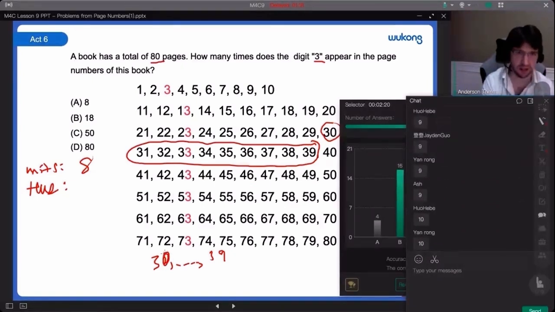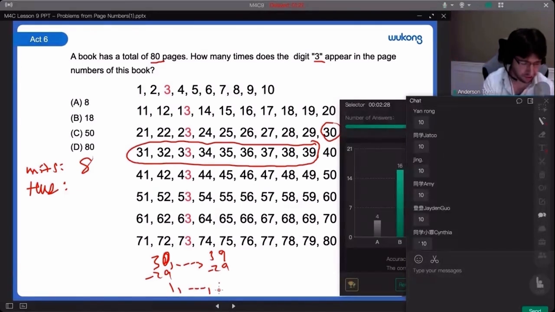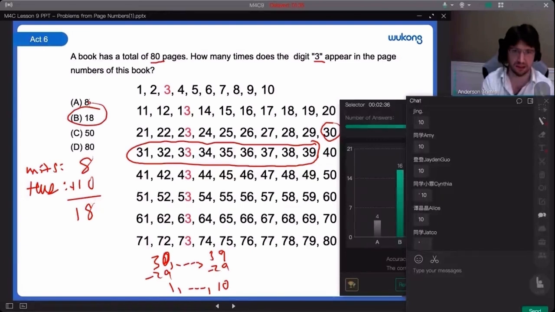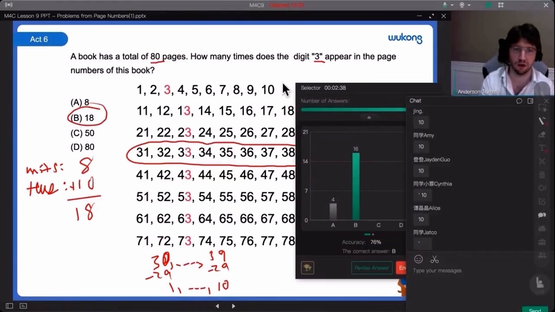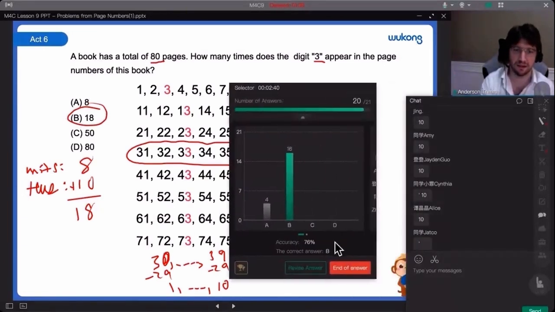Darn it, I didn't animate this. I would have done it differently. 10, thank you, minus 29. All right, so 1, 2, 10. So there it appears 10 times, 30 through 39. All right, and if you add those together, that gives you 18. So if you said 18, you are correct.